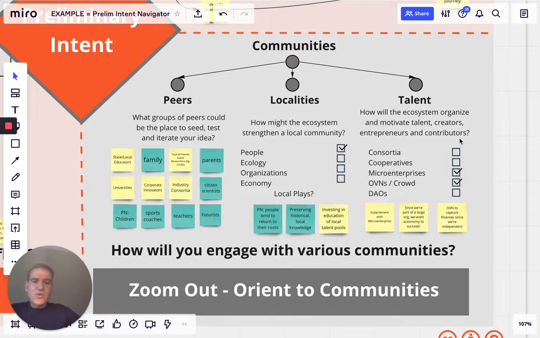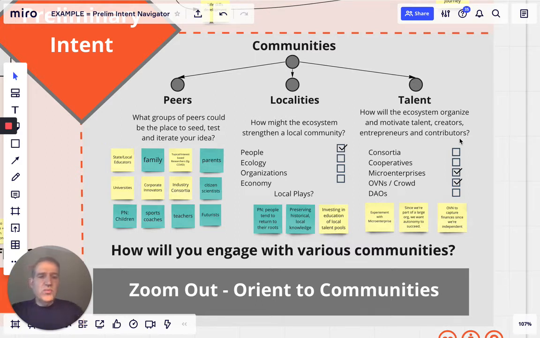Similarly, we also like to look at localities because there may be a local orientation or a local community that you can seed your idea with. So there could be a local play from a number of different perspectives. The peer community group and the locality community group are very similar. One is more based on a virtual set of interests that could be global in nature. One is more geographical in terms of localities.